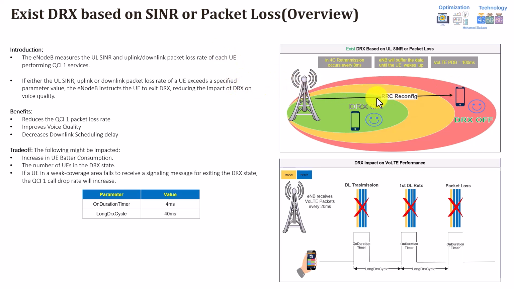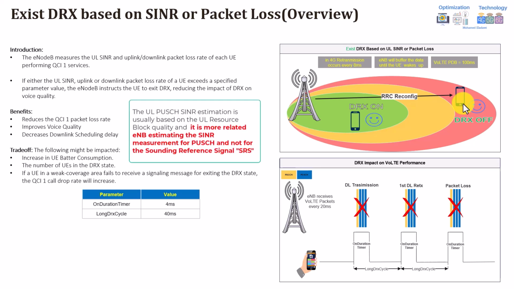As I mentioned, this is based on SNR. For example, let's assume that you have a configured value for uplink SNR on the eNodeB side. So you configure this value as 5 dB. So the eNodeB all the time is measuring the uplink radio condition of the users, either based on the SRS, which stands for sounding reference signal, if it's enabled for FDD as an example, or in general by estimating the uplink PUSCH SNR.